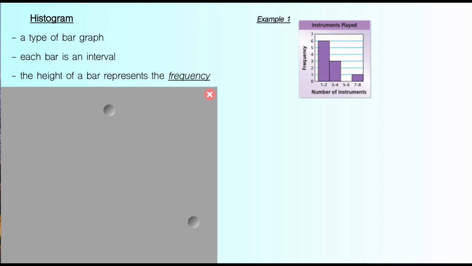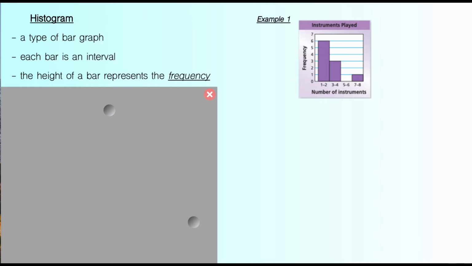represents, and I'm going to use a big word, the frequency, aka the amount of times something in that interval happens. So the amount of times that there is a person who plays one to two instruments in this band occurs 6 times. That's its frequency.